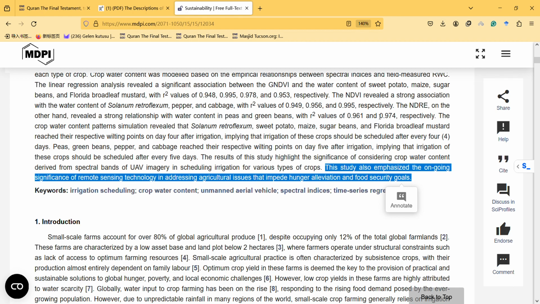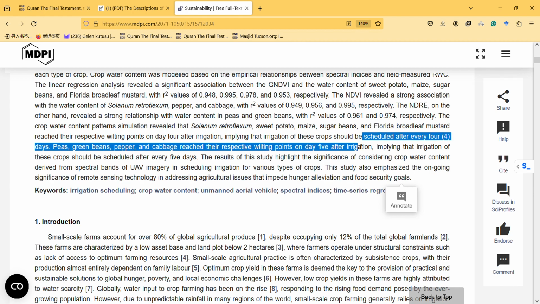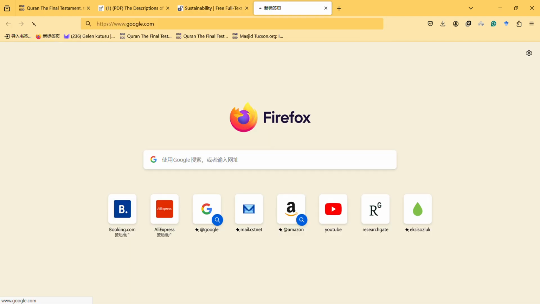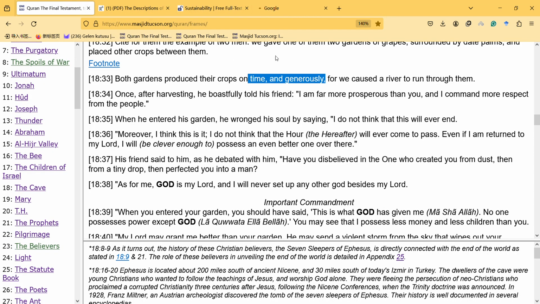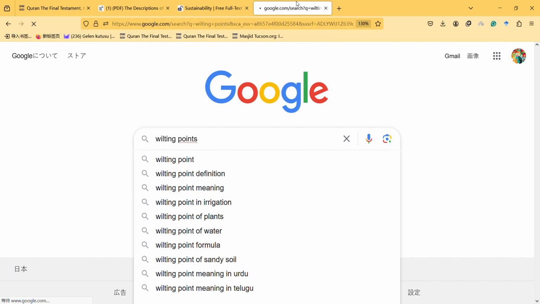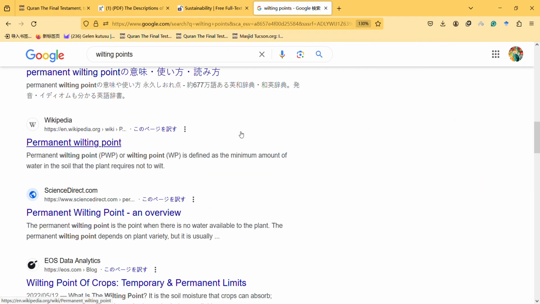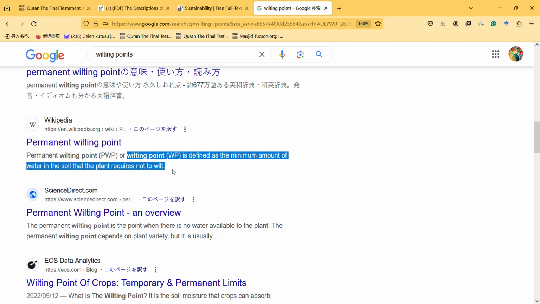So that we can see what it means. There are several words like respective wilting points. I don't know, so we can search about it. If it has something to do with crop time, then we can say that it is related. Wilting point. Oh, so this is the minimum.